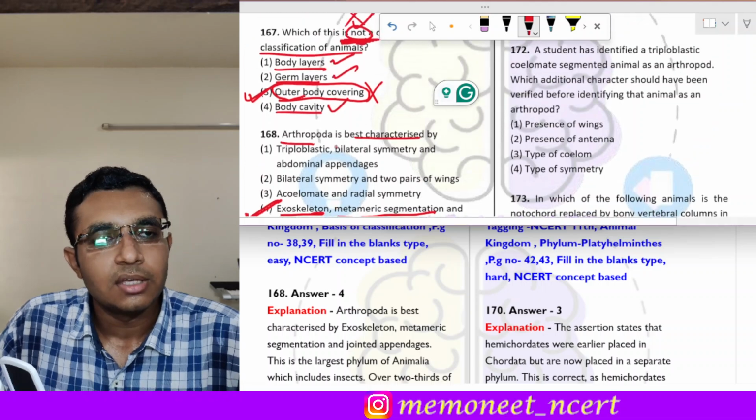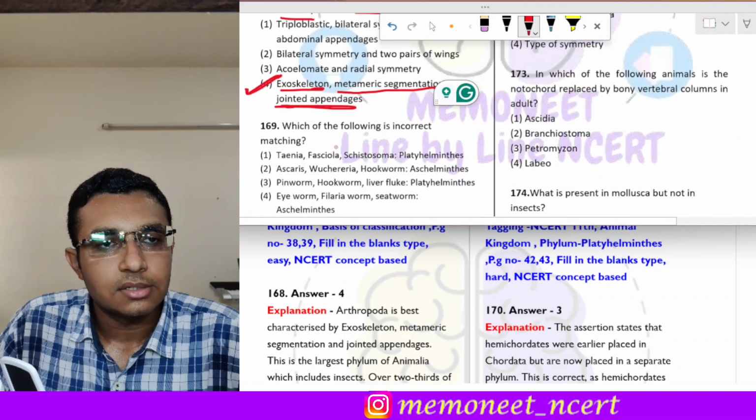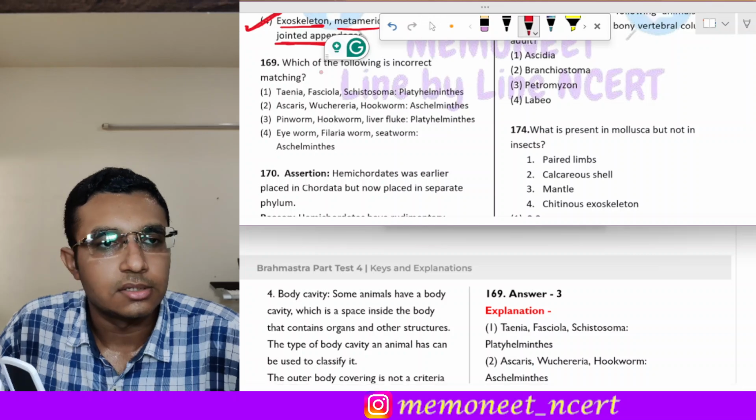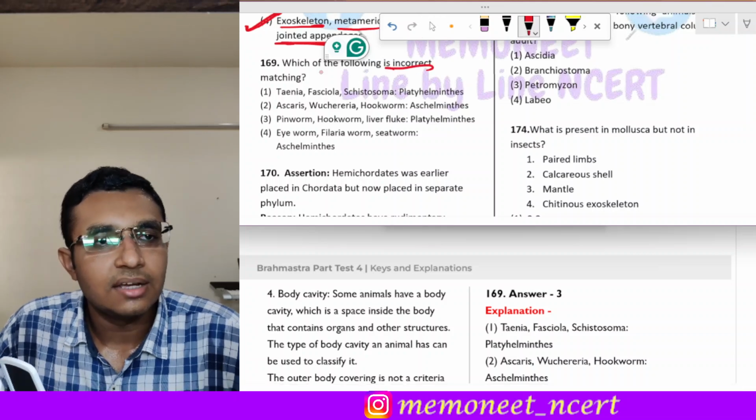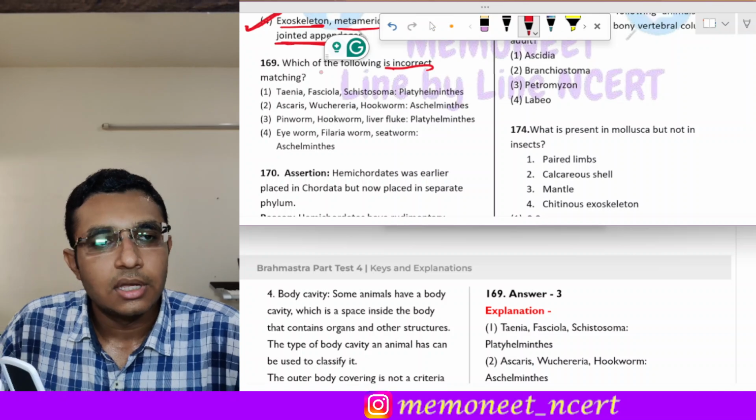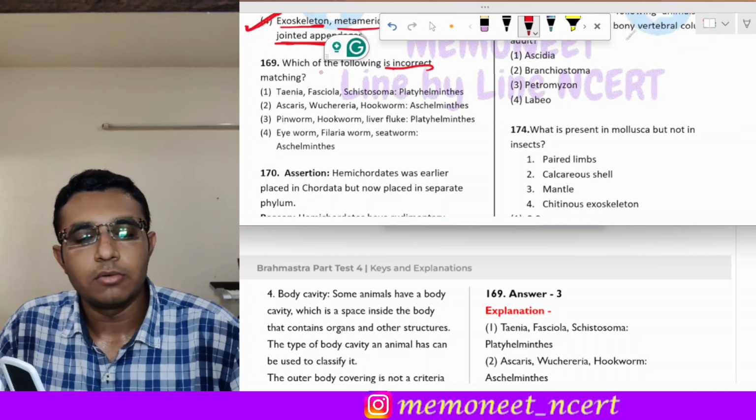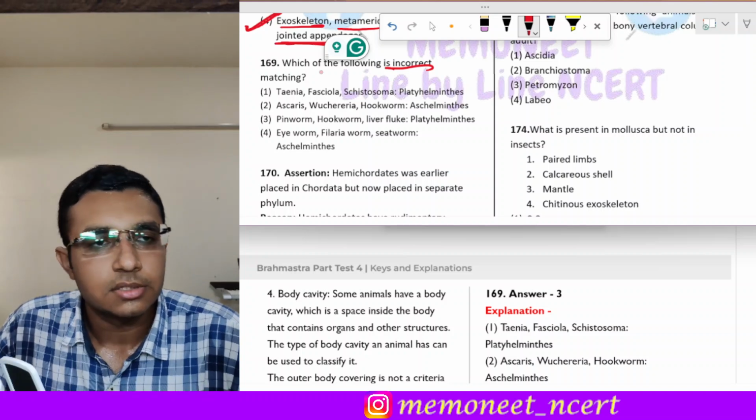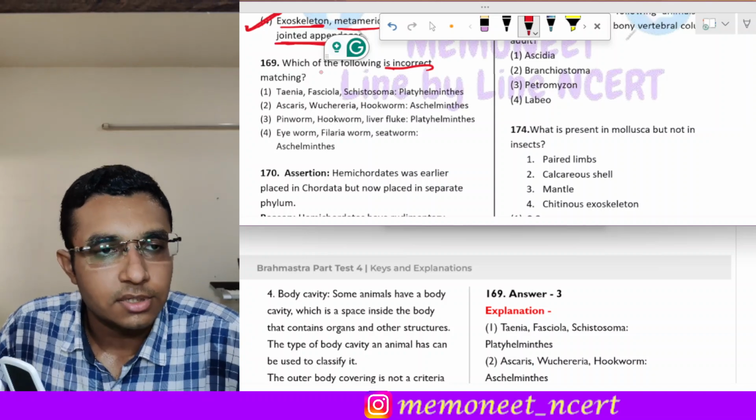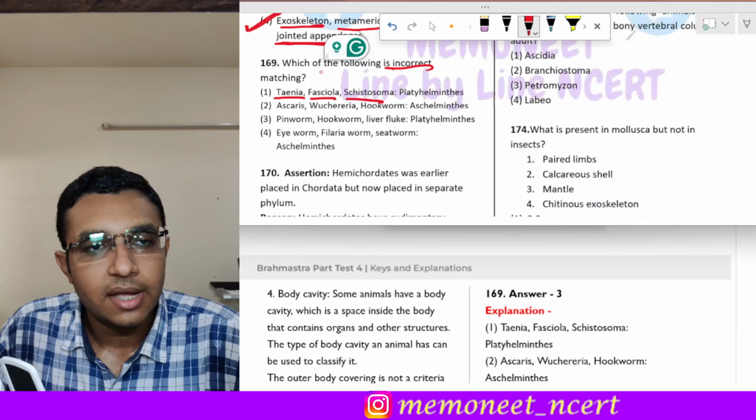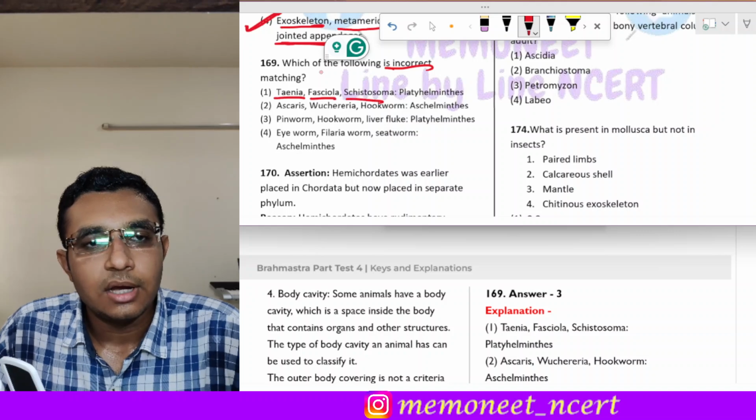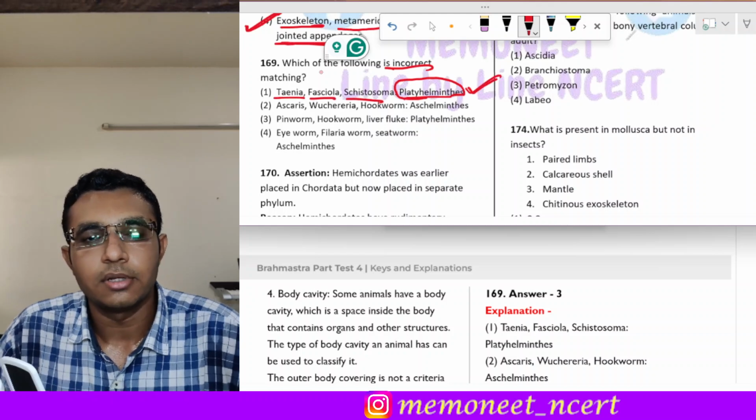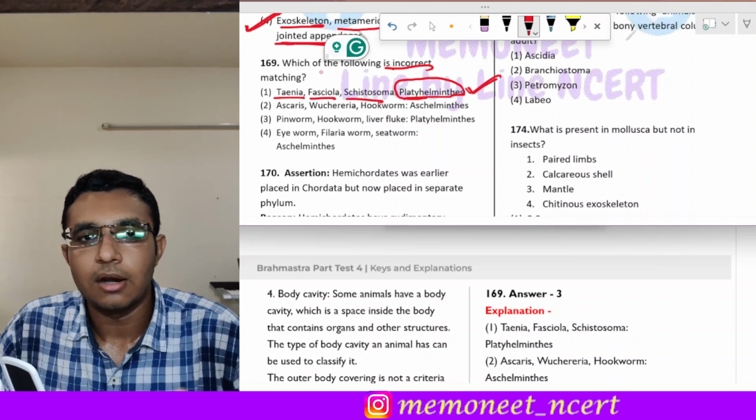Moving on to the next question, that is question number 169. The question 169 is, which of the following is incorrect matching? Among the following four options, we have to identify which organisms are incorrectly matched with their phylum. Let us start one by one. The first option is Taenia, Fasciola, and Schistosoma. They belong to phylum Platyhelminthes. So yes, this matching is correct, because these three organisms are of Platyhelminthes.